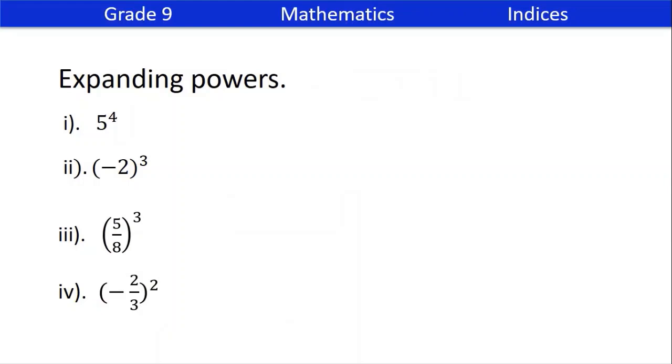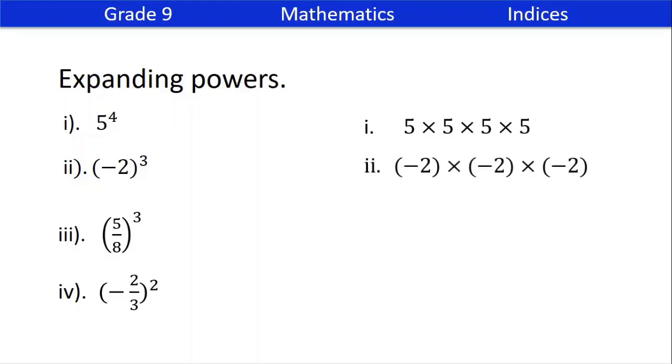In the next one, you need to expand the given powers. The first one is 5 to the power 4. Here we can see there are 4 5s. So we can expand this like this. And in the second one, there are 3 minus 2s. In the third one, there is a fraction, 5 over 8 to the power 3. So there we need to write 3 5 over 8s when we are expanding the power.